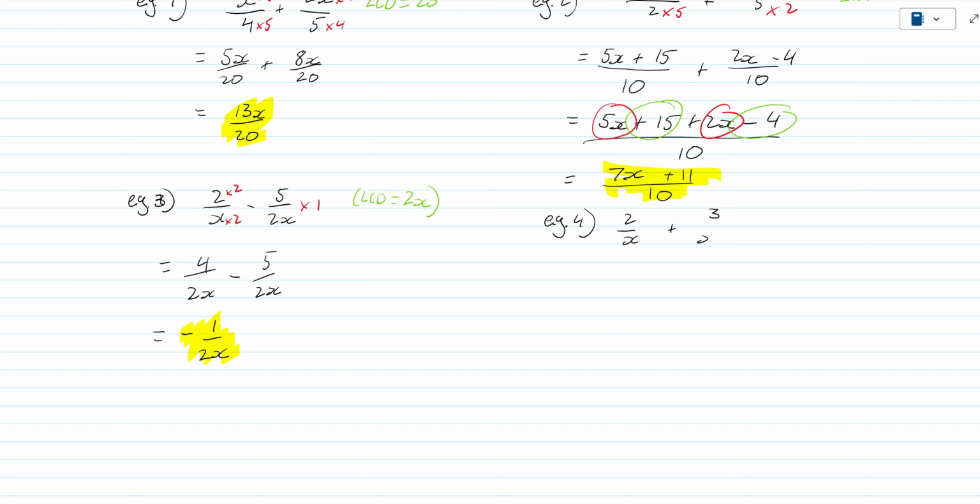In example 4, we have a denominator that has x squared. So in this one, our lowest common denominator is actually just x squared, because we should be able to recognize that x times x will give us x squared, and this is just going to be times 1. So we have 2x over x squared plus 3 over x squared. Putting the two fractions together, you have 2x plus 3 over x squared. There's no like terms, so that's as far as you can go.